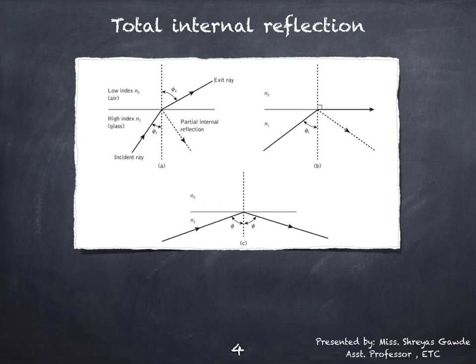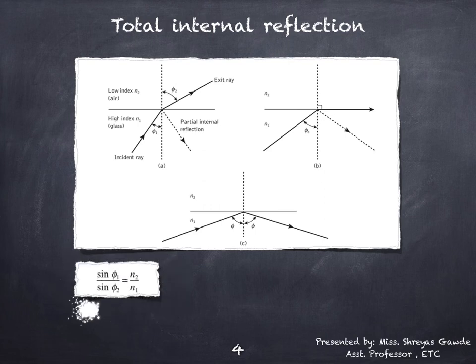The angles of incidence phi 1 and refraction phi 2 are related to each other and to the refractive indices of the dielectrics by a law which is called Snell's law. It is given as n1 sine phi 1 equals n2 sine phi 2, or you can simply say sine phi 1 upon sine phi 2 equals n2 by n1.